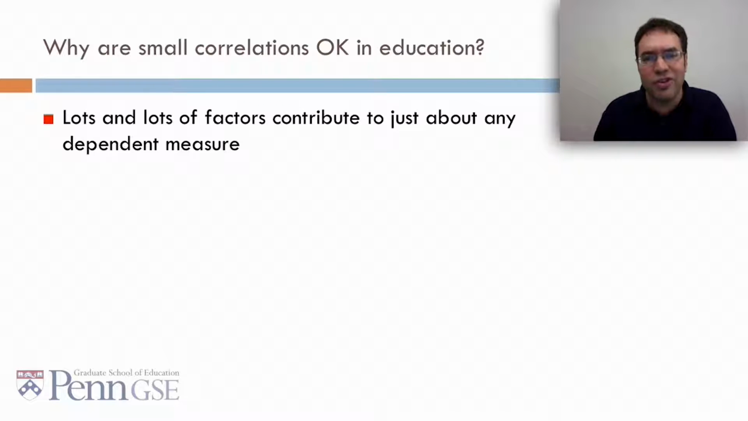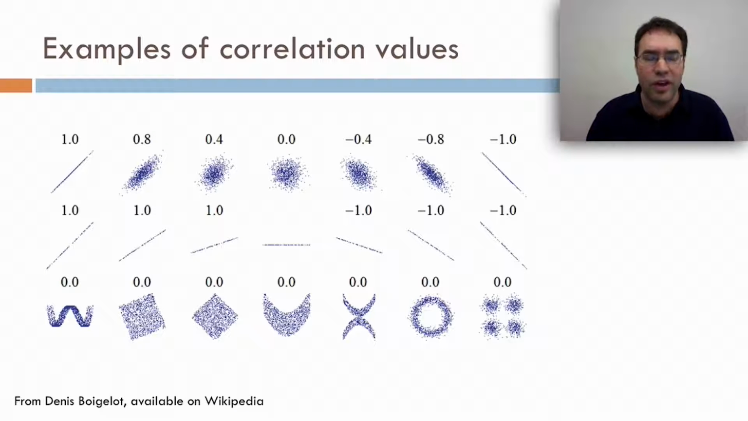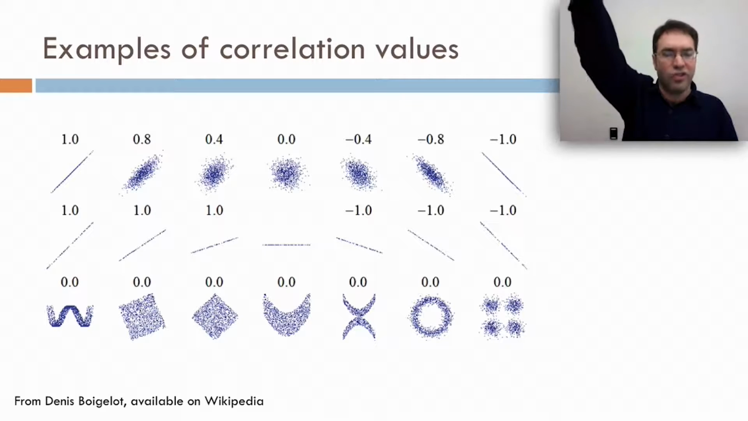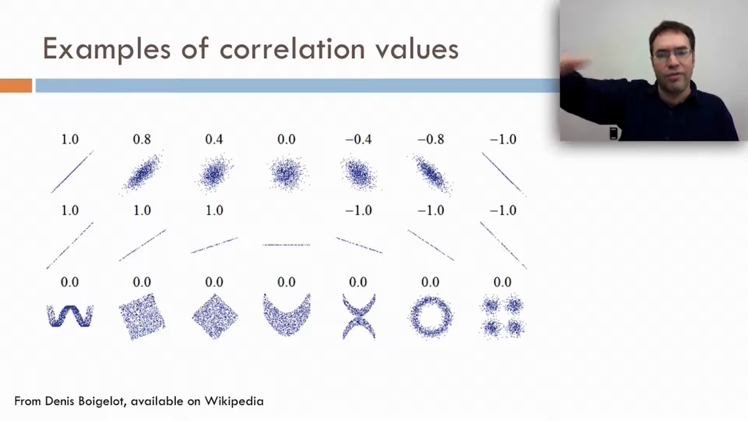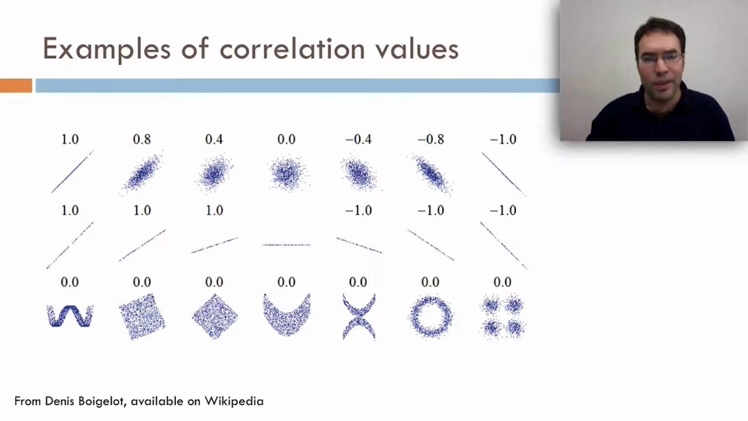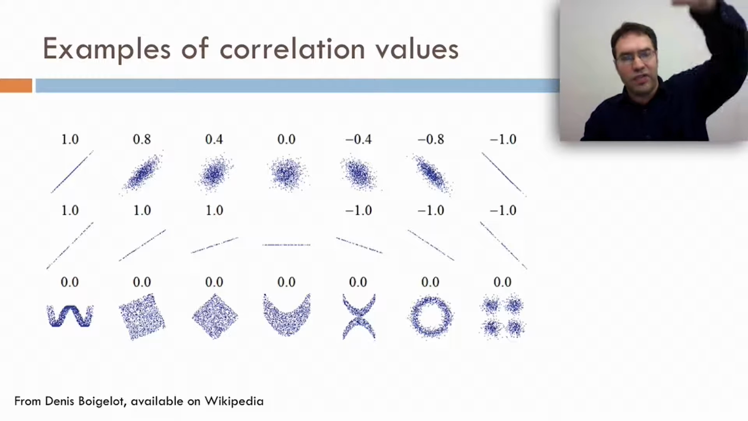Lots and lots of factors contribute to just about any dependent measure. So let's look at some examples of correlation values. As you can see, 1 is just a straight line. It can be any slope except for flat. Couldn't be this either. But as long as it's going up, it's 1. If it's down, it's -1.